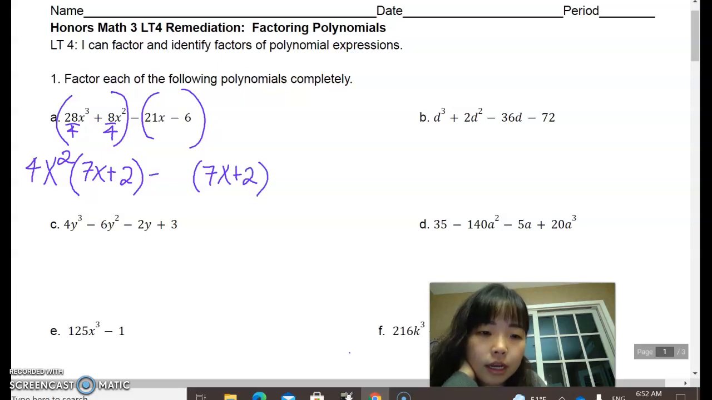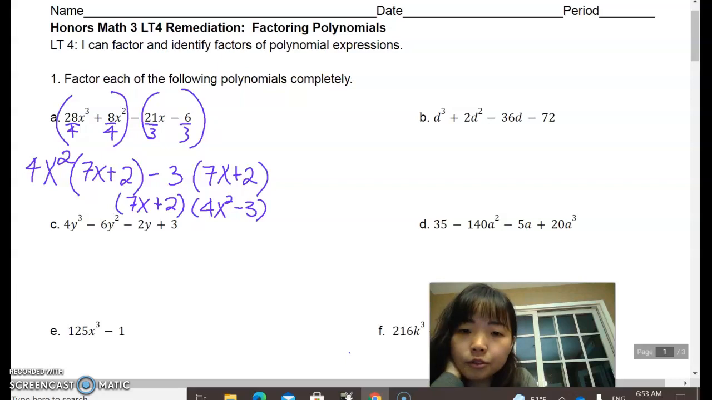Bring the subtraction sign. Well, that would have to be 3, right? 21 divided by 3 is 7. 6 divided by 3 is 2. Then you rewrite this as 7x plus 2, 4x squared minus 3. Done.